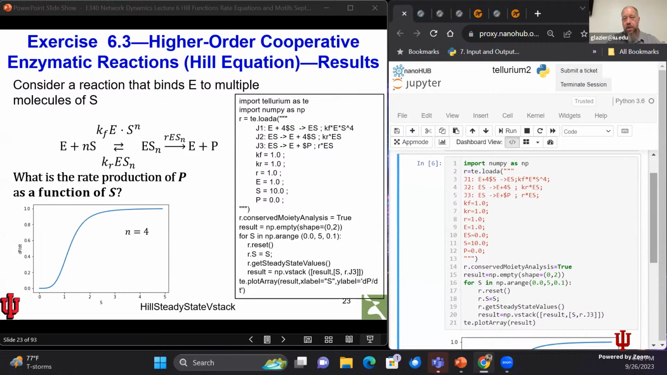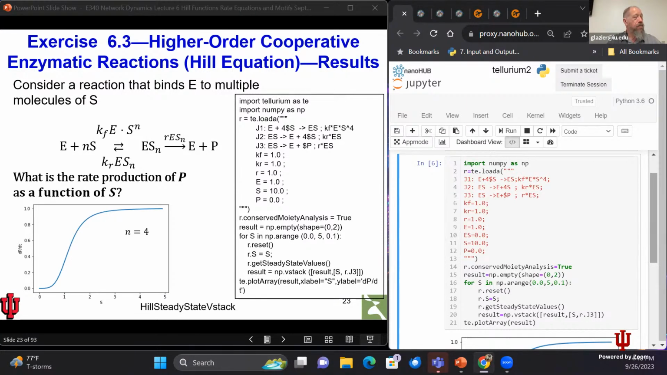There's the question from Pedro: is it really n molecules of S binding to a molecule of E? That's a biological question. In general, it's rare for two molecules to bind simultaneously, so it'd be more E plus S goes to ES, ES plus S goes to E2S, and so on. And so those might happen simultaneously. We're going to neglect that.